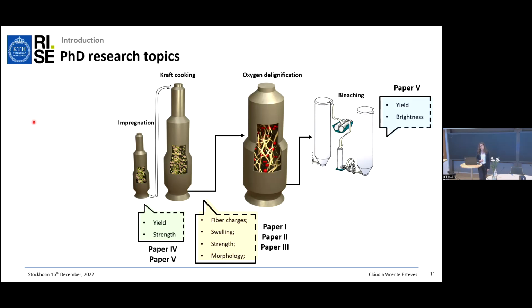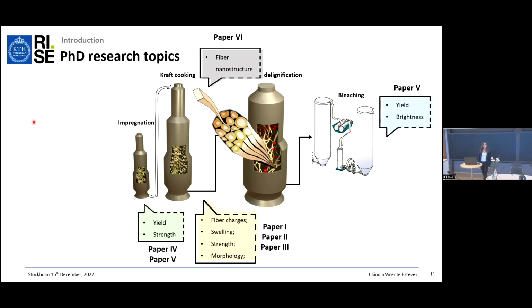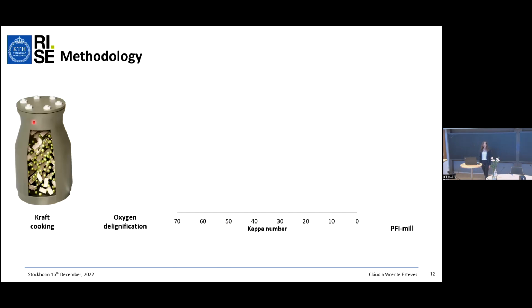And now, in the end, we are evaluating the fiber nanostructure. We are trying to understand if there is any difference between kraft cooked fibers and oxygen fibers at the nanostructure level. And this will be the last manuscript. So I did a lot of different research topics, but I will only focus on the main goal here. And I will show you 4 examples of my trials.